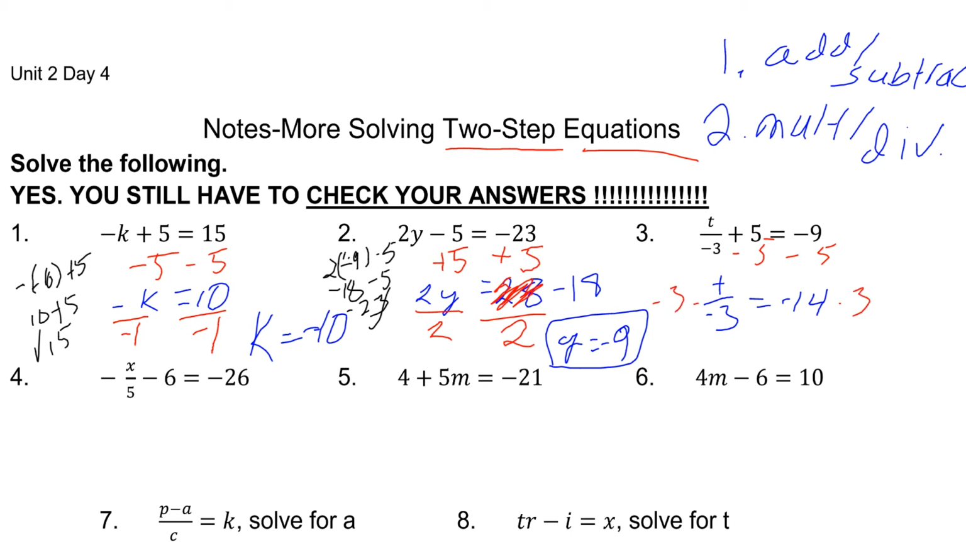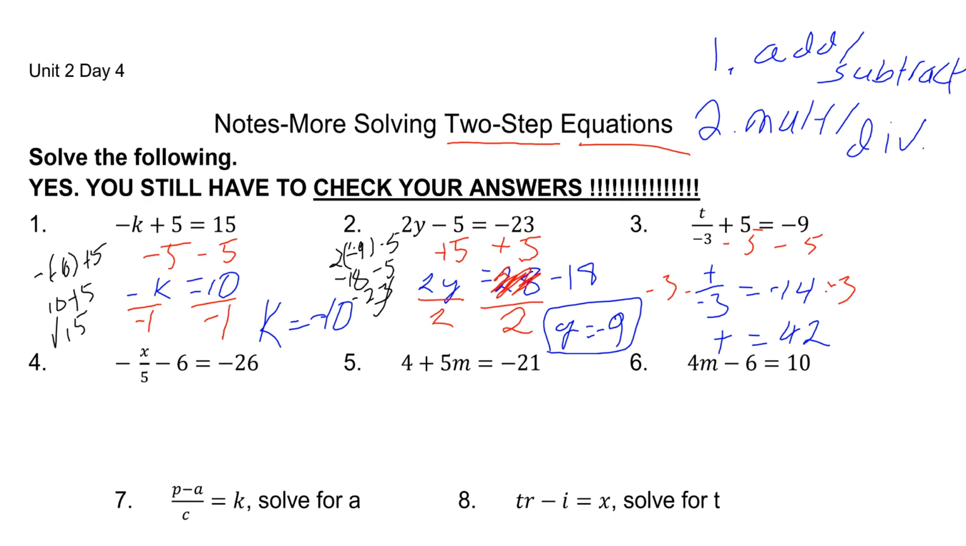Negative 14 times negative 3: 14 times 3 is 42, and a negative times a negative is going to be a positive. So that's going to be t equals 42. Let's check: 42 divided by negative 3 is negative 14. Negative 14 plus 5 is negative 9. So that's all buttoned up and done.